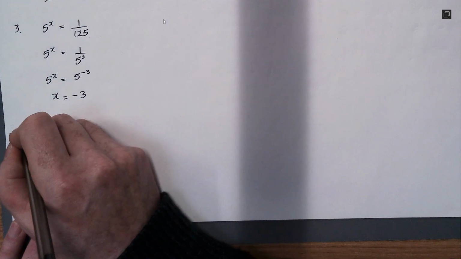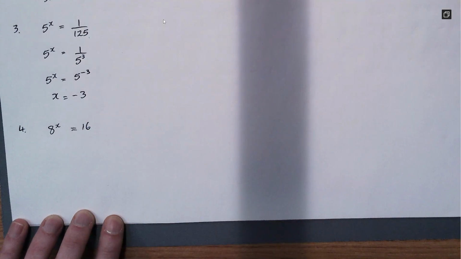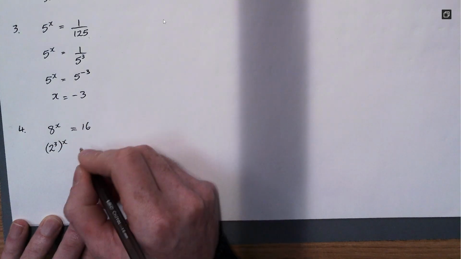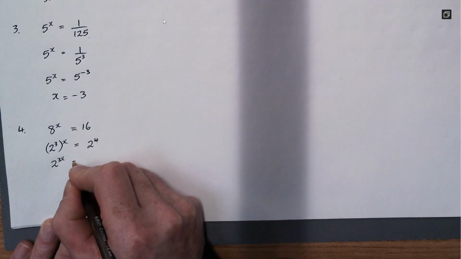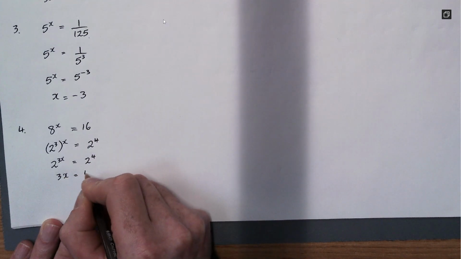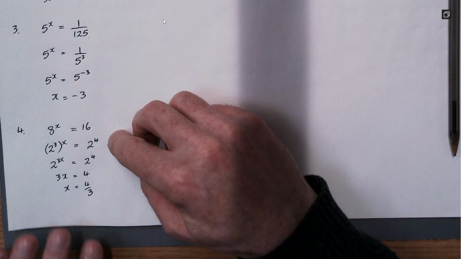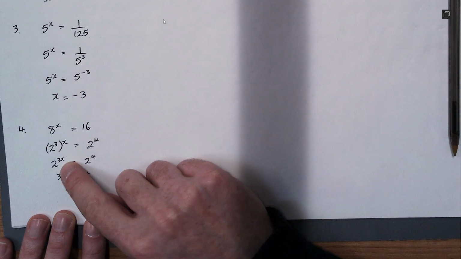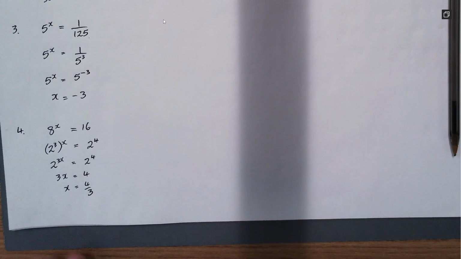Now 2 to the power of x equals 8 to the power of k. 8 is 2 cubed, so 2 cubed to the power of k gives 2 to the power of 3k. So 2 to the power of x equals 2 to the power of 3k, and therefore x equals 3k.